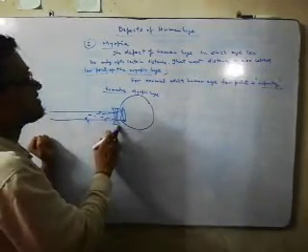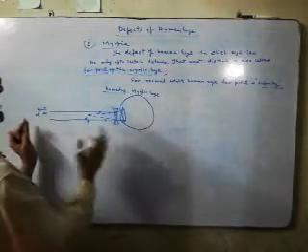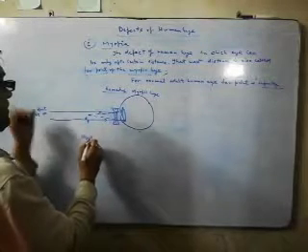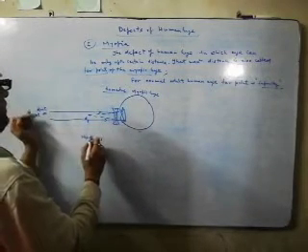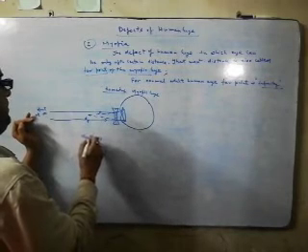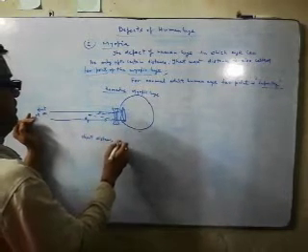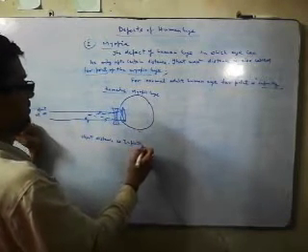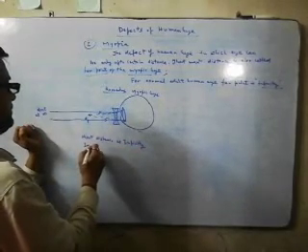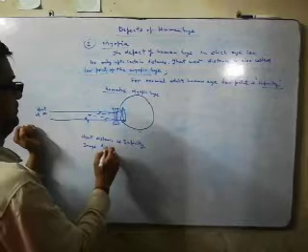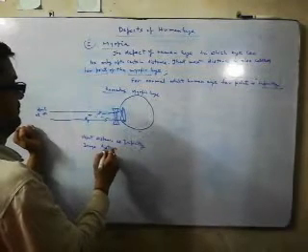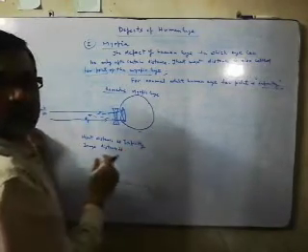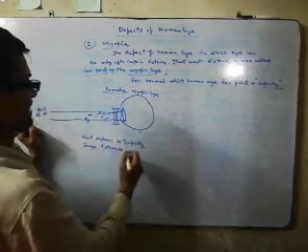So actually for this concave lens, the object distance is infinity, and the image distance is the distance between the far point and the lens.